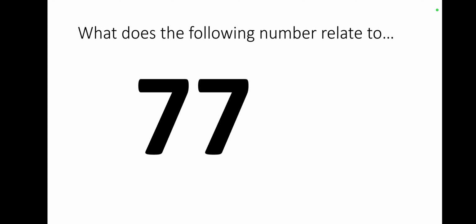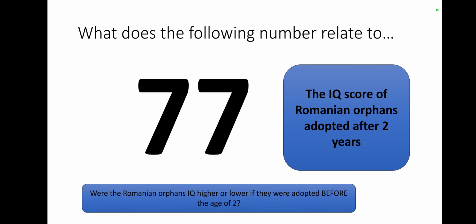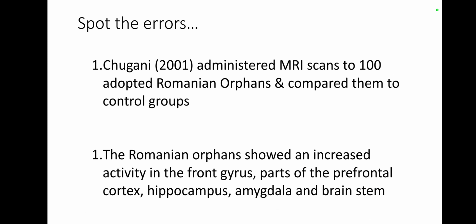What does the following number relate to? Okay, so that was one of the IQs, and this is the IQ of the children who had stayed in the Romanian orphanage after the age of 2 years. Were the Romanian orphans' IQs higher or lower if they were adopted before the age of 2? Do you know any of those numbers? So the answer is higher. Okay, so do you know those additional numbers?